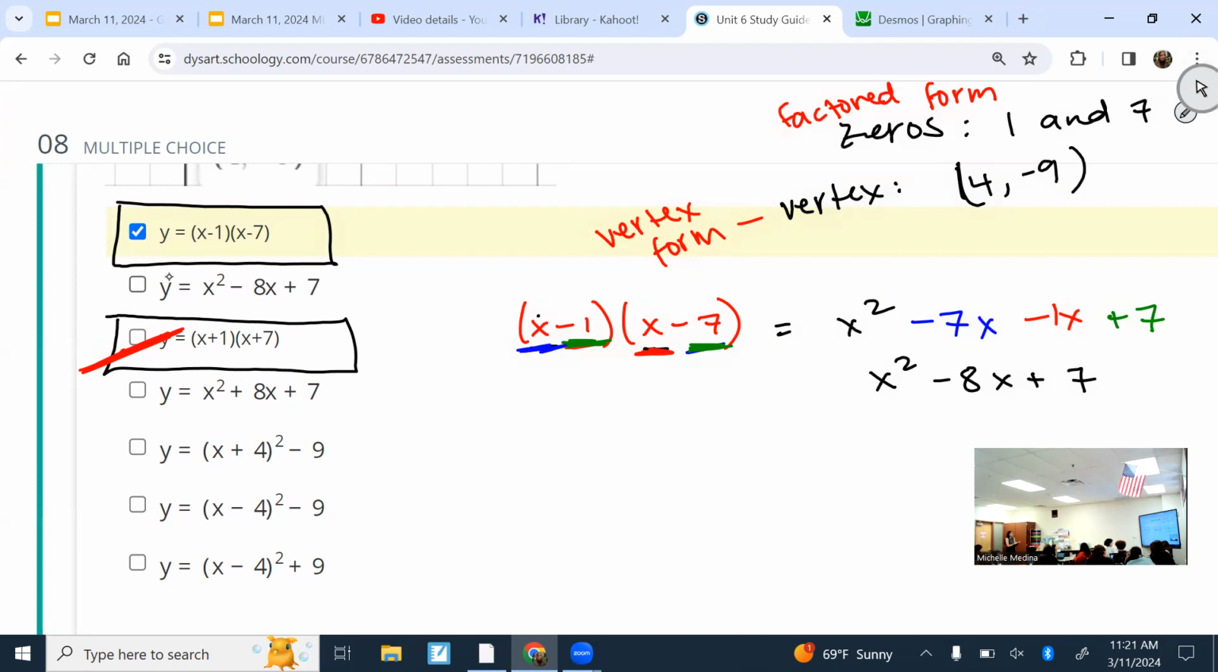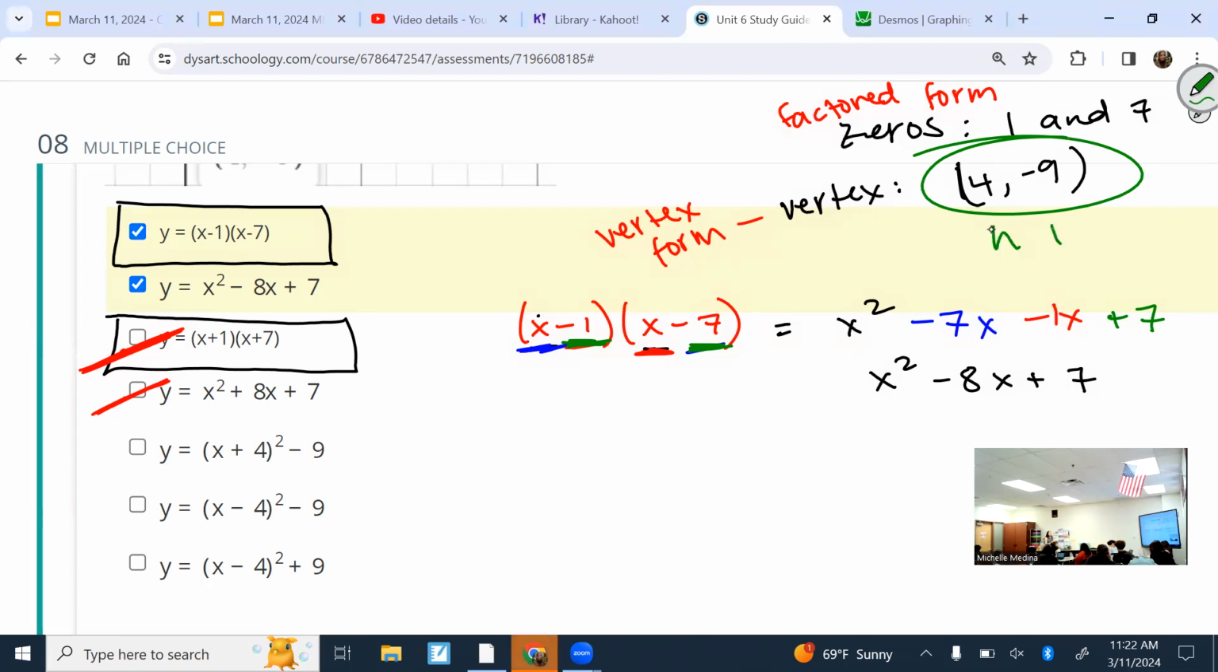The first one, at least the first one on my screen, has the wrong sign on the inner term. So then it can't be two standard forms. My last three are in vertex form. We know that our vertex is this, because we could see it on our graph.